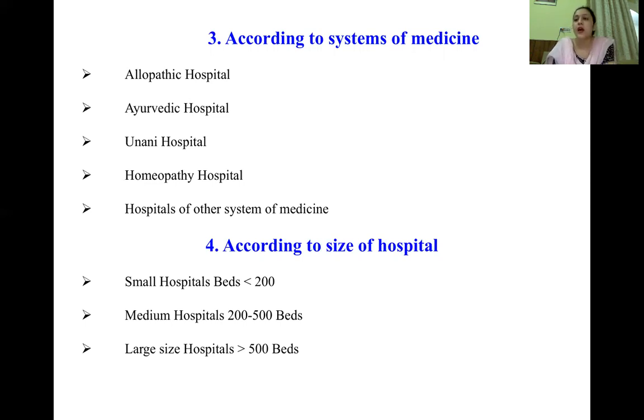The next parameter is according to the size of the hospital. We can classify hospitals according to their size, based on their bed strength. If the hospital has less than 200 beds, it is known as a small hospital. If it has more than 200 but less than 500 beds, it is known as a medium hospital. If it has more than 500 beds, it is known as a large hospital.